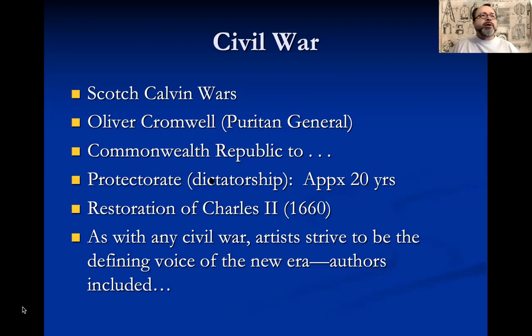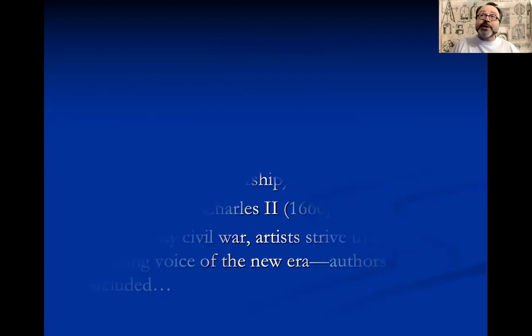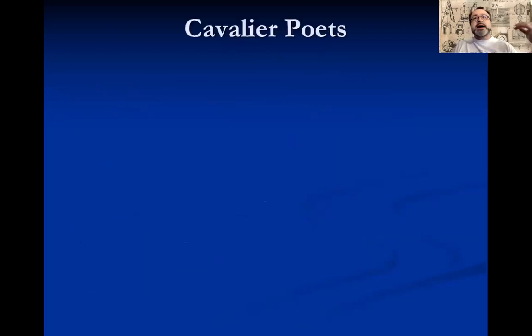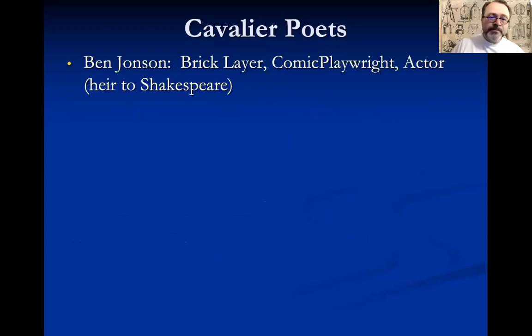So here we go. Here are the Cavalier poets. These are the poets that romanticized the English tradition of monarchy. Among them were Ben Jonson, who kind of inherited Shakespeare's shoes. It was funny because during Shakespeare's life, Jonson and Shakespeare were at odds. They wrote horrible things about each other, just criticizing each other.